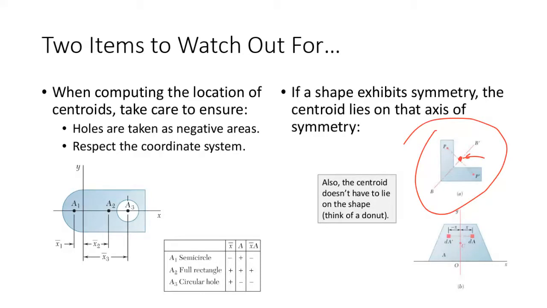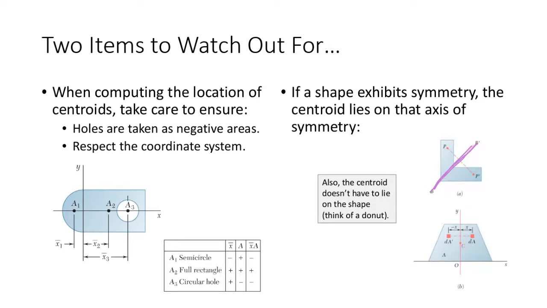But what I do want you to pay attention to is this line right here. Actually, that color's a little light. Let me use a little bit of a darker one. Let's use this. I want you to pay attention to this line right here. That shape is actually symmetric about that line. So because it's symmetric about that line, you'll find that the centroid lies on that line.